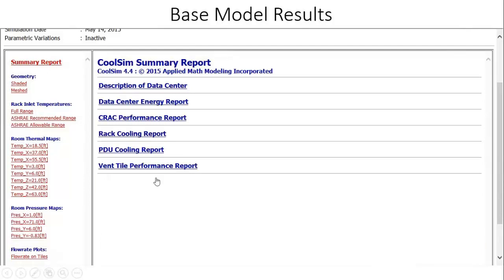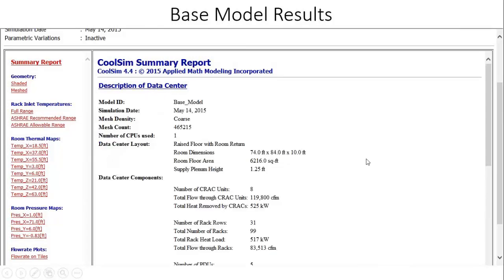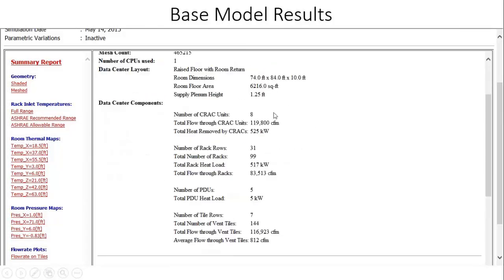So first of all, I wanted to show a couple things here about this data center just in terms of its description. You see here the supply plenum is 1.25 feet, 8 cracks in the room. Flow rate through the cracks, 119. Total heat removed, 525 kilowatts. And I have my system set up when I ran this in mixed units. I don't go pure English, or this would be in tons or BTUs. You see the rack, total flow through racks, 83,000. Total rack heat load, 517.